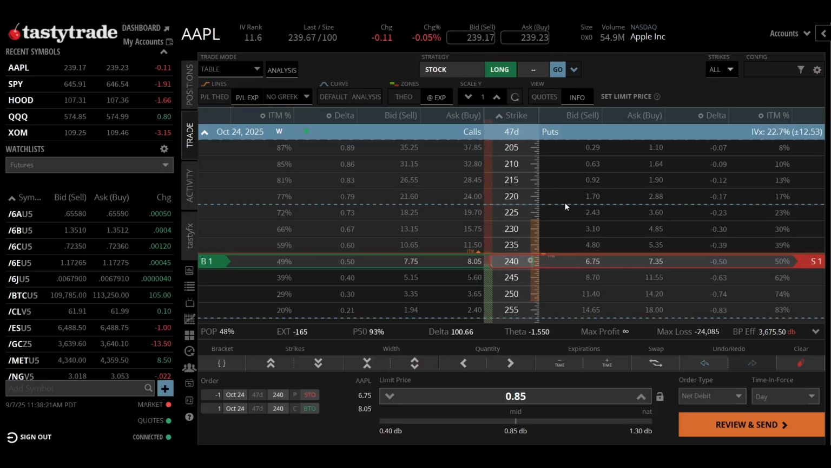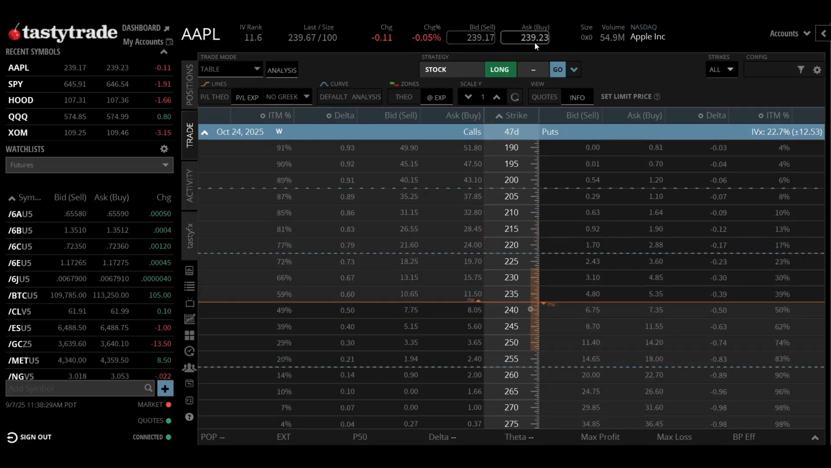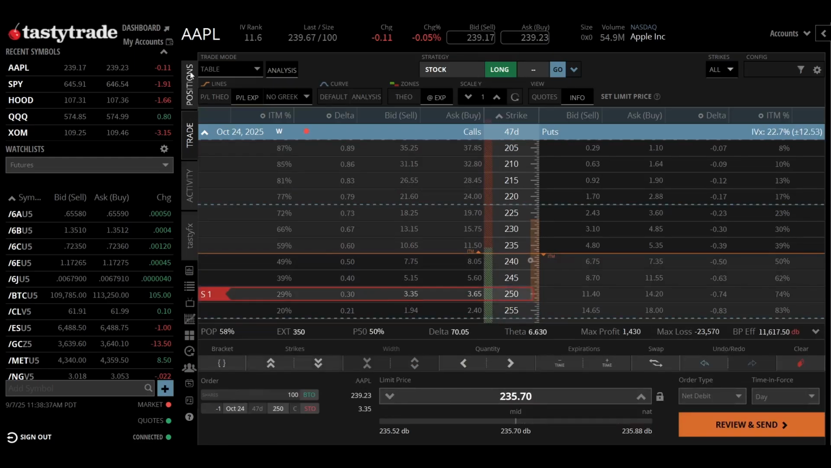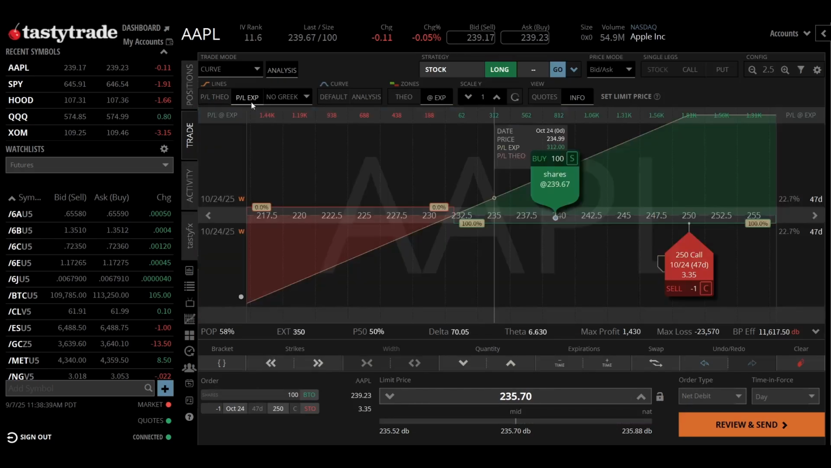So another common synthetic is the covered call / short put or naked put. So let's close this out here. Let's set up a covered call. So I'm going to buy 100 shares of stock. I'm going to sell the roughly 30 delta call here. Let's switch to our analysis view here. Here is our risk graph here. So our max profit on this trade is right down here. It's $1,430, and our gains are capped once we hit this strike price of $250.